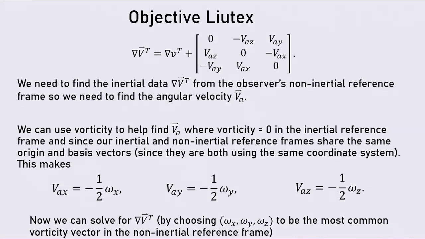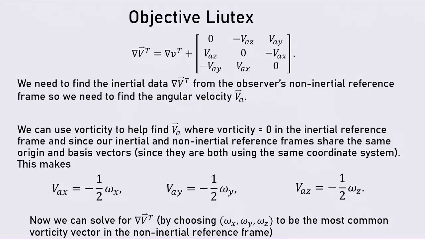The point is, we need to find the inertial data from the observer's non-inertial reference frame. So we need to find the angular velocity to solve this equation. We can use vorticity to help find the angular velocity, where vorticity is 0 in the inertial reference frame. Since our inertial and non-inertial reference frames share the same origin and basis vectors, the same coordinate system, this makes our angular velocity equal to negative 1/2 vorticity.